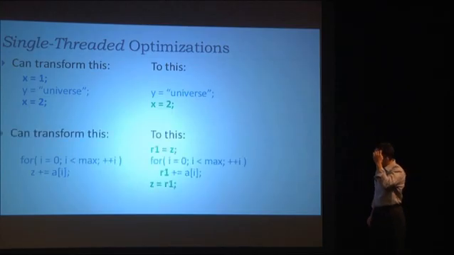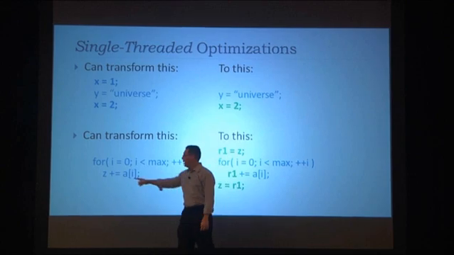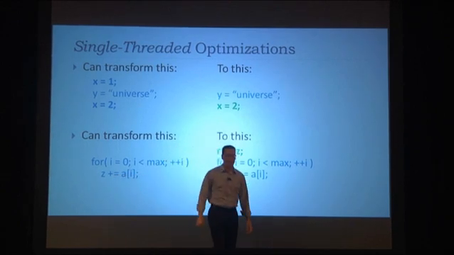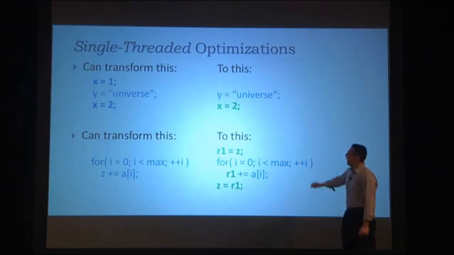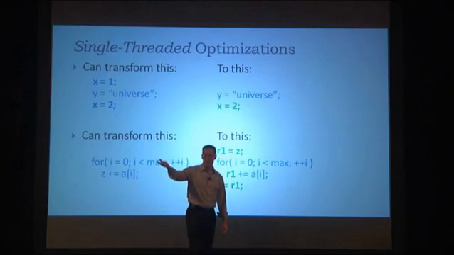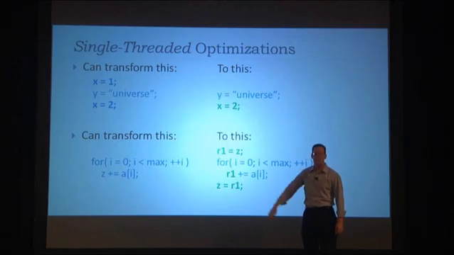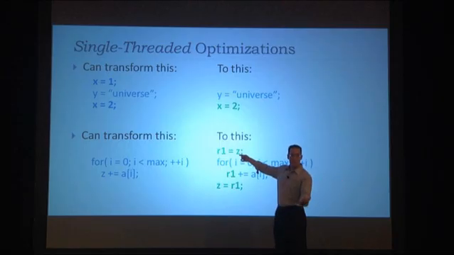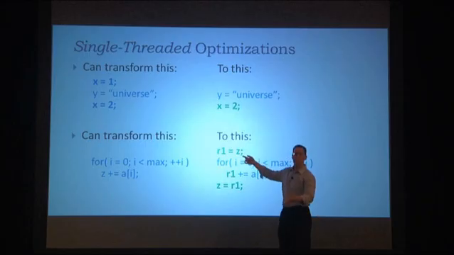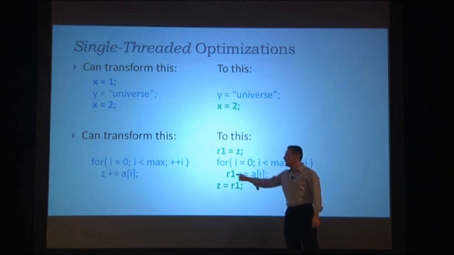Let's try another example. I have a loop for i equals 0, i less than max, ++i, the good old-fashioned C way, z += a[i]. I would like to transform that to, instead of accessing the variable z, which could be a memory variable, every single time, I want to enregister that variable. So I don't want to reach to memory in a tight loop all this time. So I want to load z into a local variable, say a register. We usually call local variables r1, r2, and so forth, just because you can think of them like registers. I'm going to load z. Then I'm going to do the same loop, but I'm going to update the register. And then at the end, I write to z.